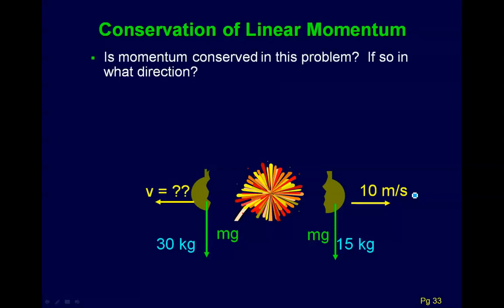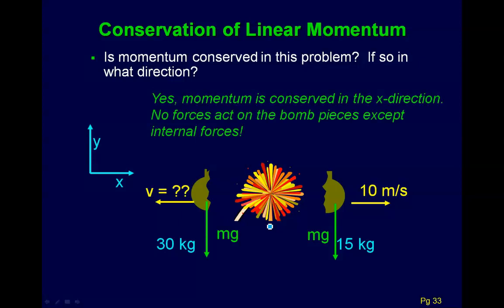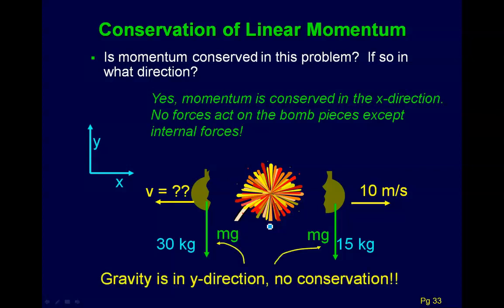So let's look at this. First of all, is momentum conserved in this problem, and if so, in what direction? I've drawn a picture after the explosion happened. If you look here, the forces acting on the two objects would be mg going down. There were forces acting beforehand, but they were all internal forces of the bomb acting on itself. If we draw our usual y-x diagram, momentum is conserved in the x direction. It is not in the y direction because there's gravity, but we don't care.